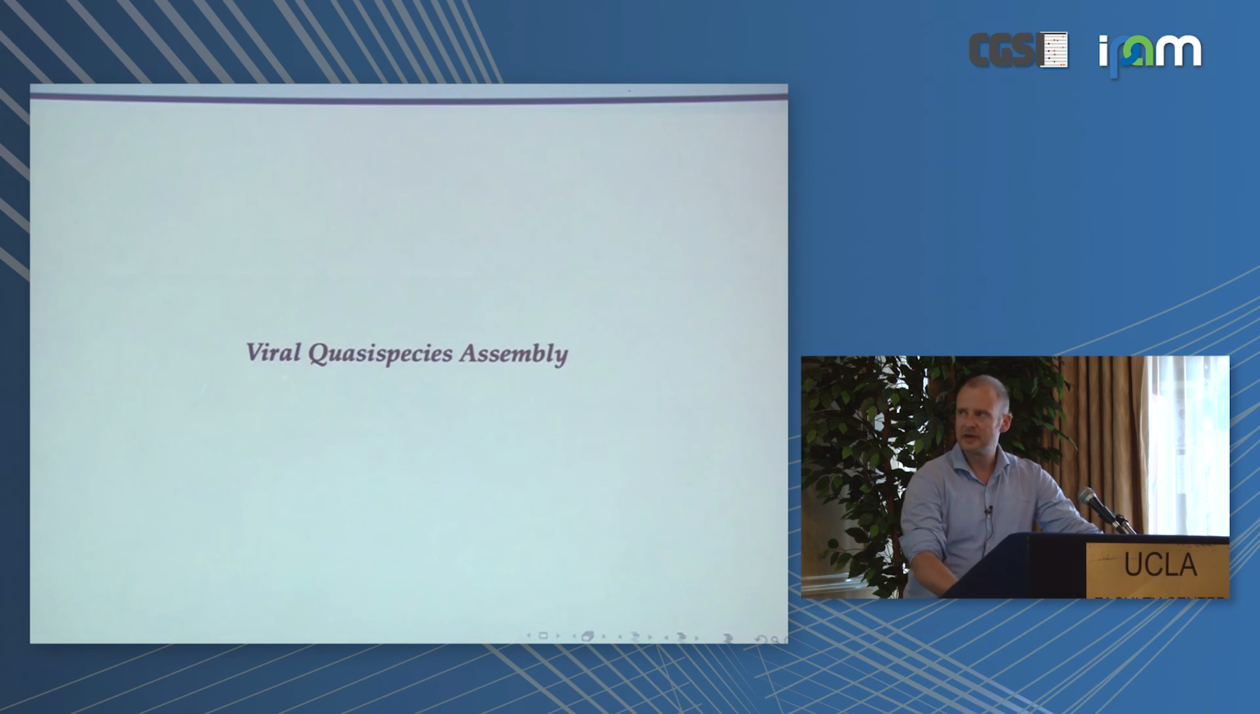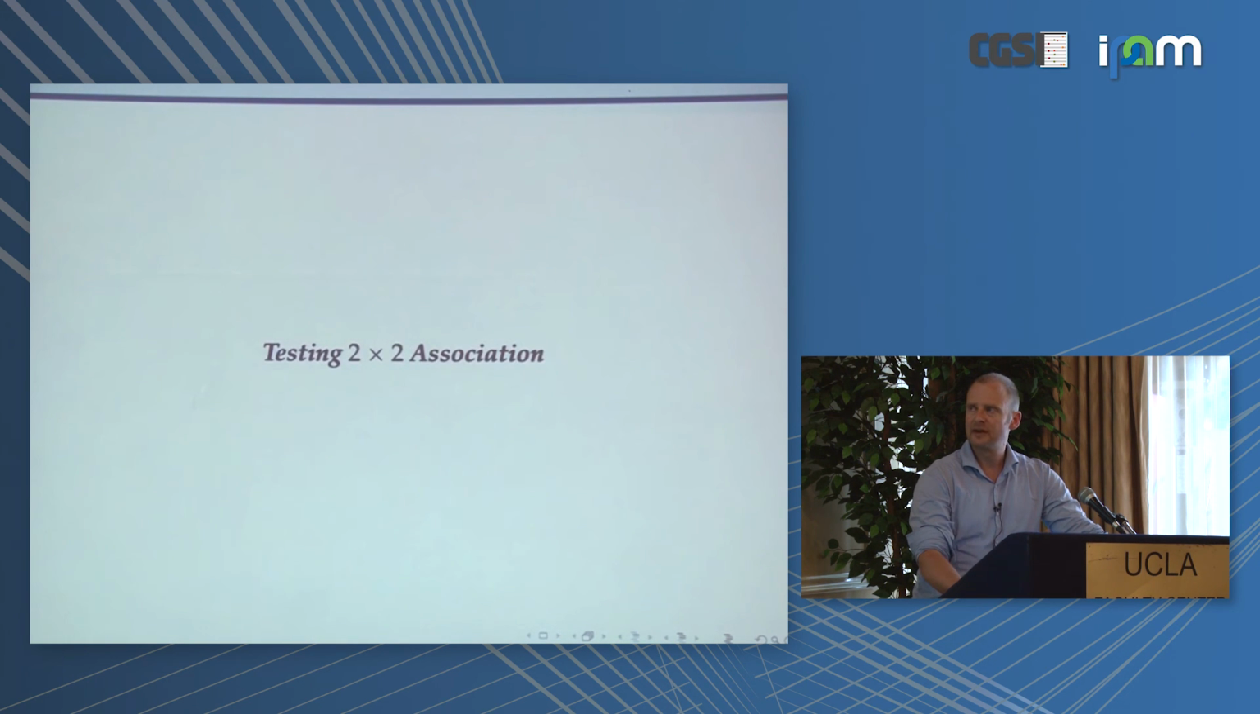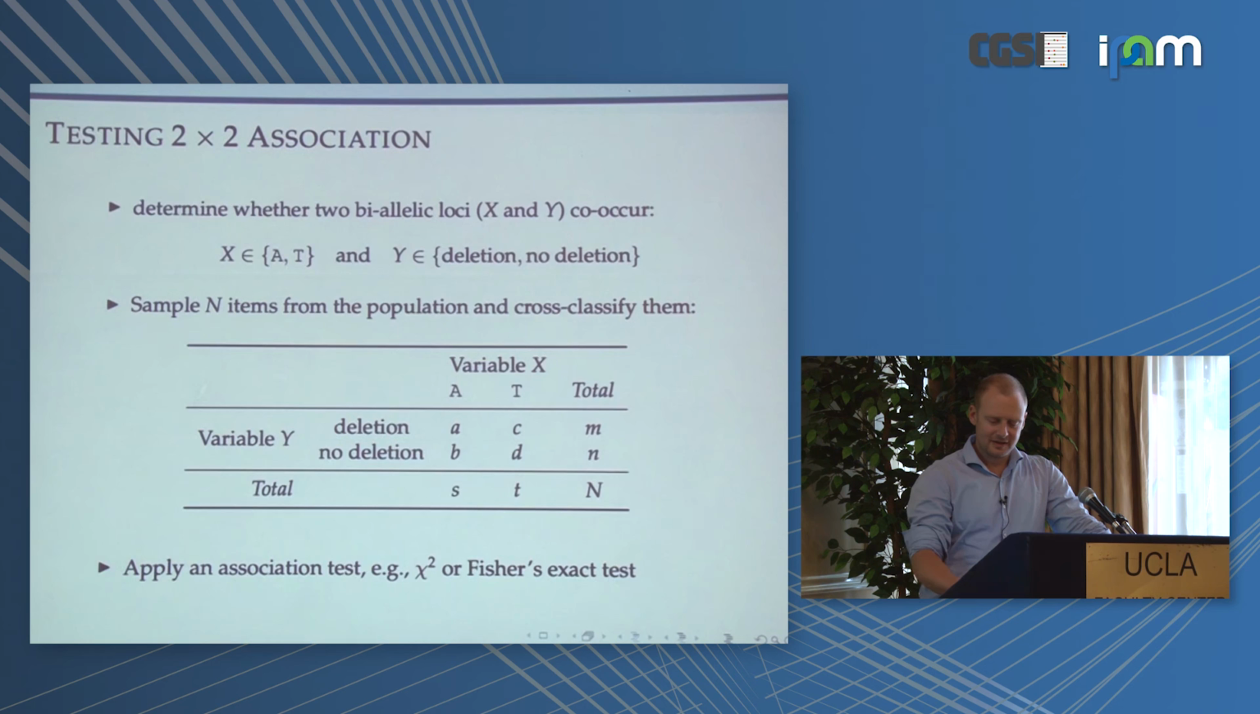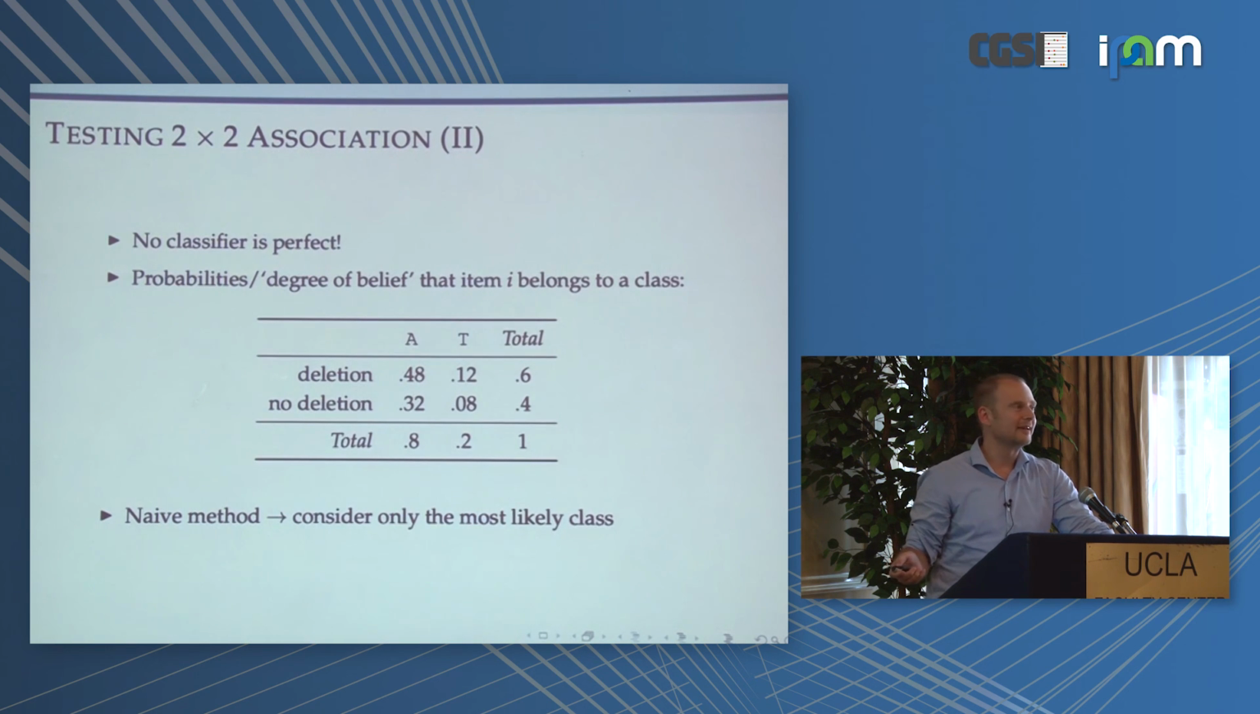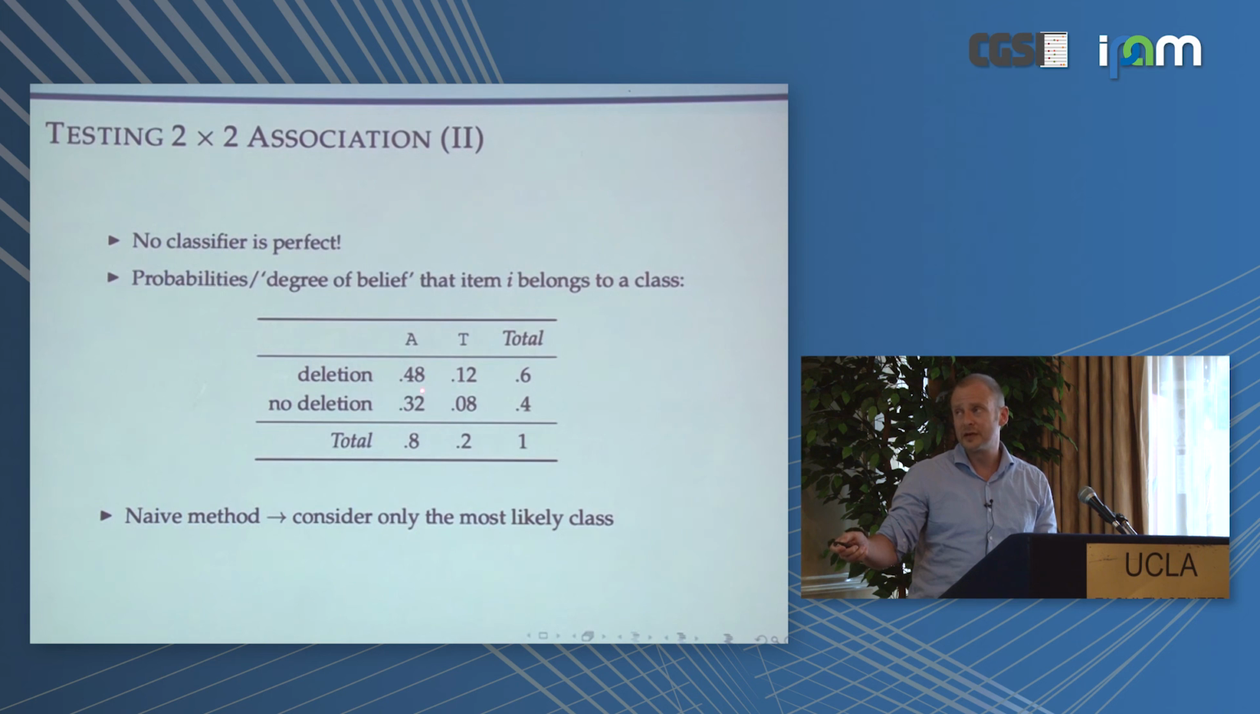That's about it. I skipped this part. I would have had another interesting story about testing 2 times 2 association, where many people take the data for granted, fill the 2 times 2 tables, and take each data point and put a 1 in one of the 4 possible cells. But if there is uncertainty about this data, then you have to deal with a probability distribution for each of the data points over the different cells.